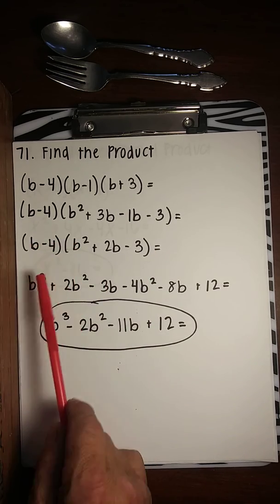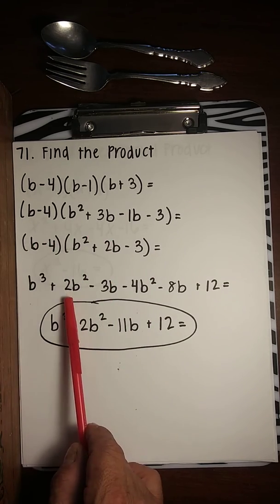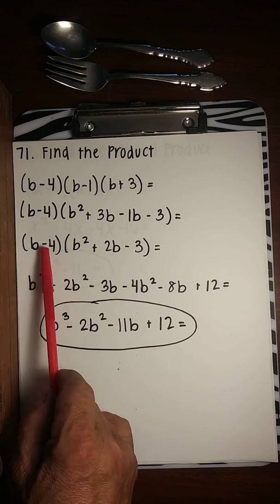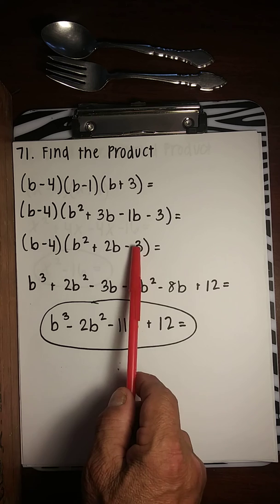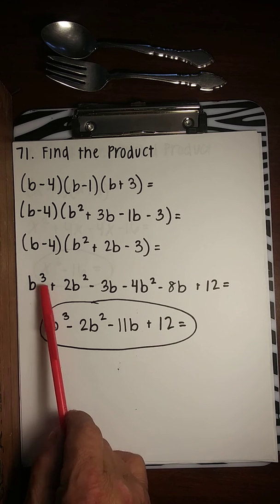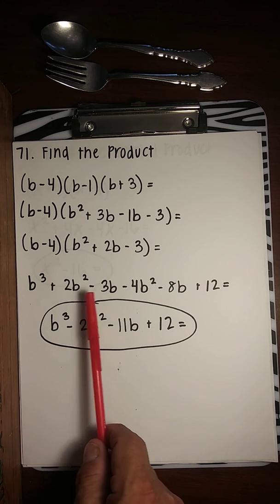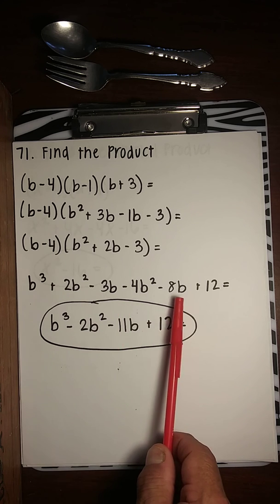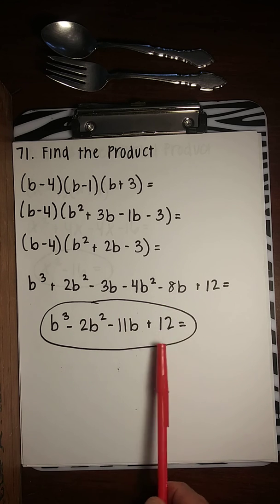Now b times that is b cubed. b times that one is that one, 2b squared. That times that, minus 3b. This times this is negative 4b squared. That times that is negative 8b. That times that, positive 12. b cubed right there. 2b squared minus 4b squared is negative 2b squared. Negative 3, negative 8, negative 11b plus 12.